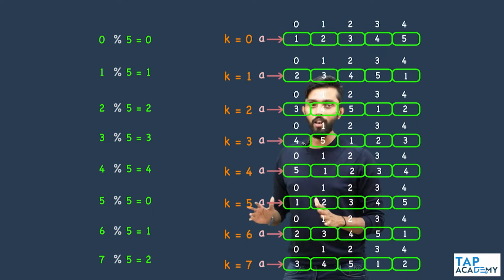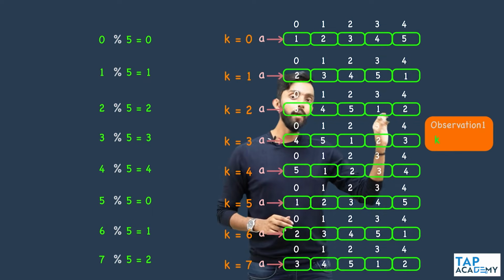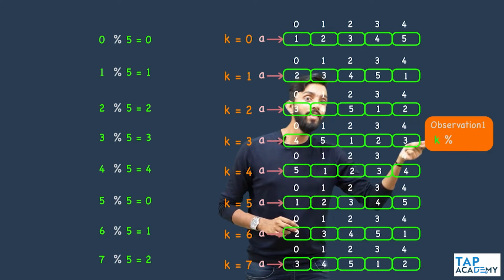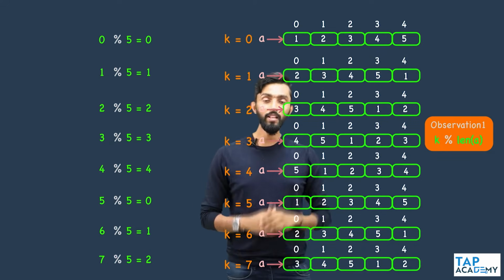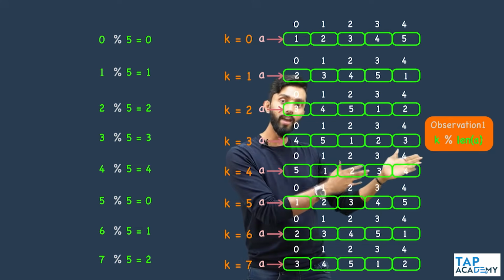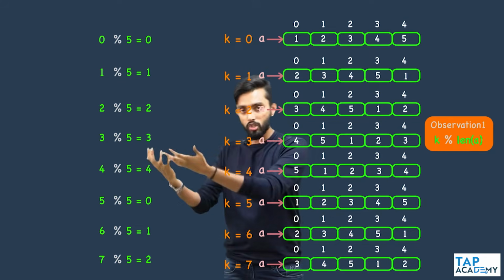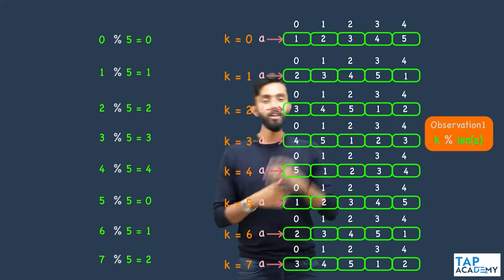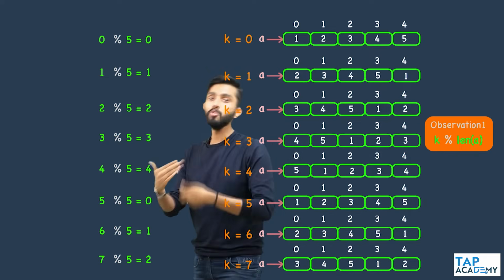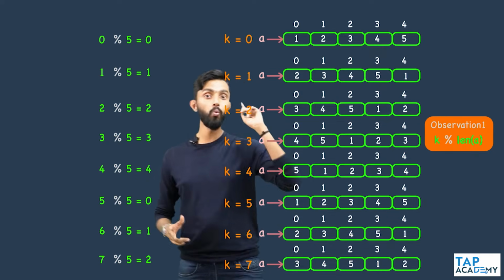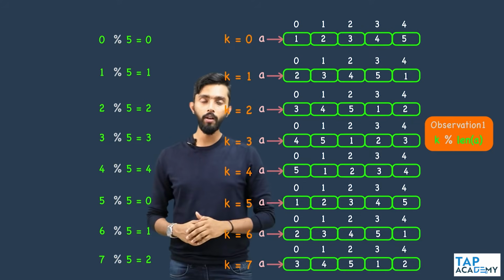So in general, what should I do? K modulo length of a. If I do k modulo length of a, then that k is actually the actual answer or the actual number of times you have to rotate. So this is one observation I want you to keep in mind.